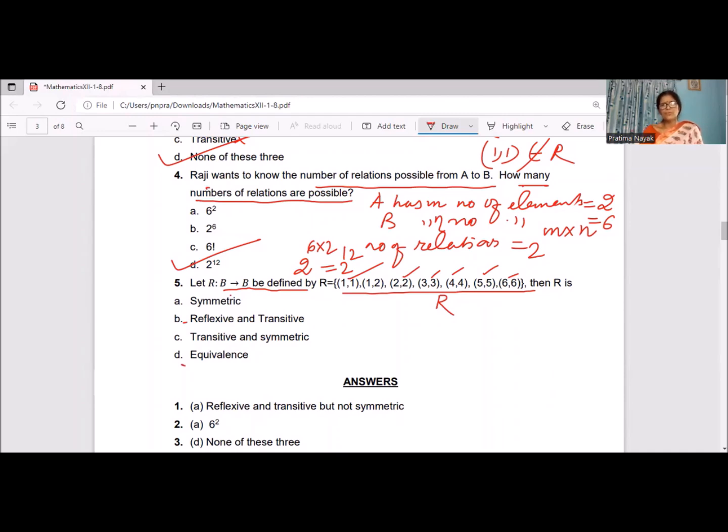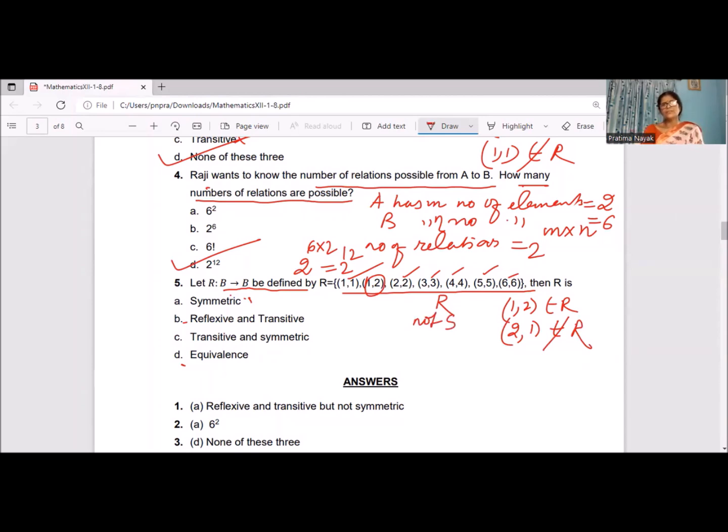And for equivalence, all three are needed. These two we may not check. Next we have to see whether it is symmetric or not. (1, 2) belongs to R, but (2, 1) does not belong to R. It is not there. So it is not symmetric.